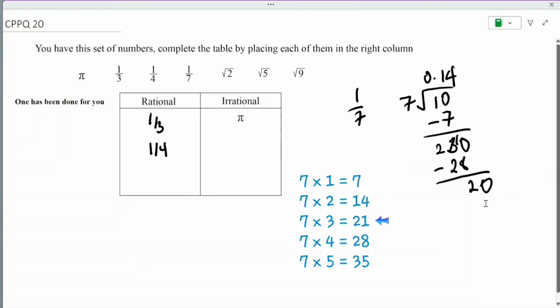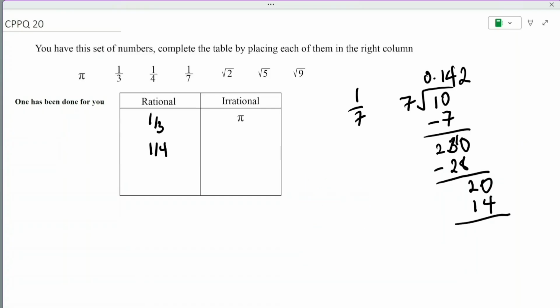21 is higher than 20, so we can't use 7 times 3. We use 7 times 2. So you have 2 here. 7 times 2 is 14, so you have 14 here. So you have 20 minus 14. You borrow 1 from here, and this is 1. This will be 10. 10 minus 4, that's 6. 1 minus 1, that's 0. You have a dot here.